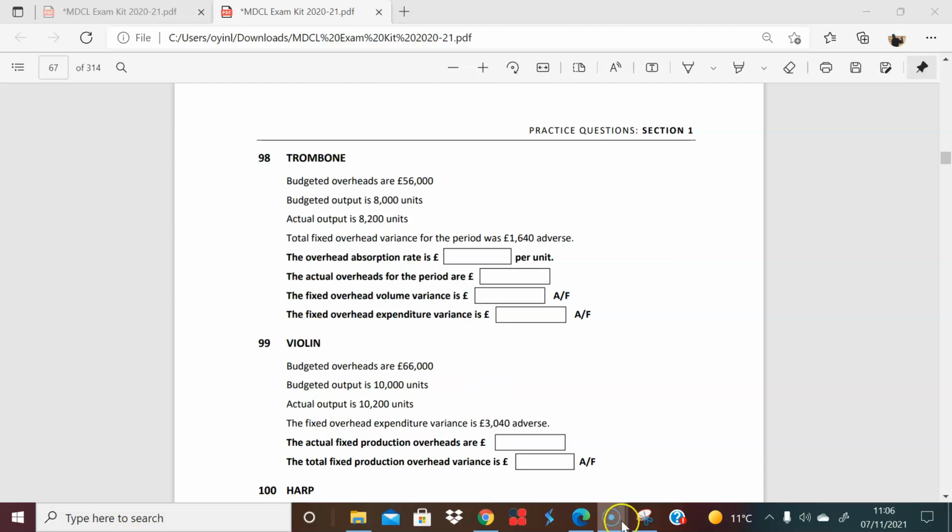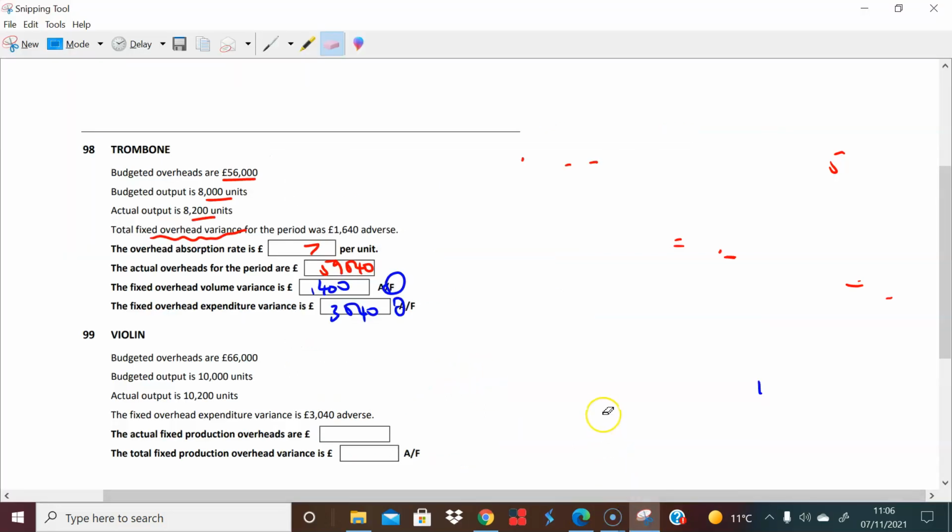Okay, and then let's look at violin. So what do we have here again? The principle here: my budget was 66,000. We should never have touched it. Budgeted output was 10,000 units. So I can find my overhead absorption rate per unit, and that's £6.60. Yes, and that's what I should be putting in for every unit with every journal.